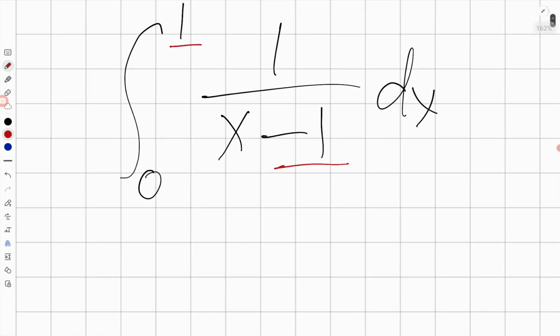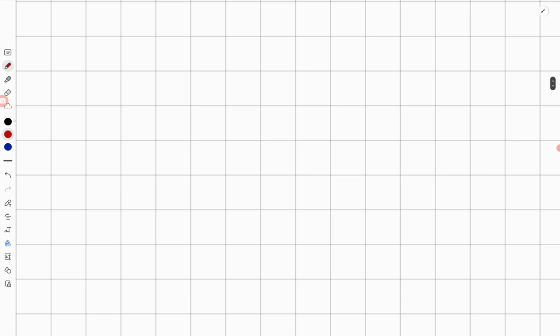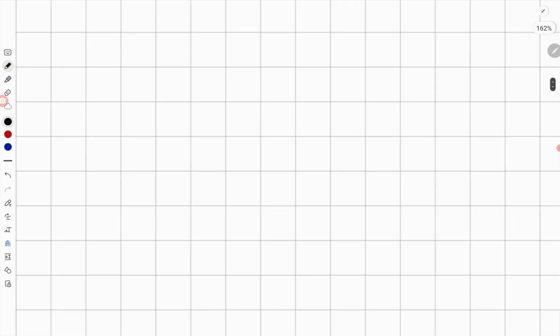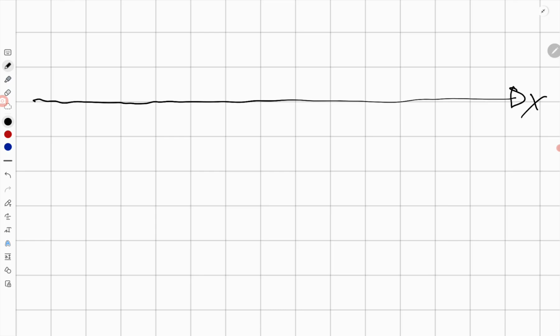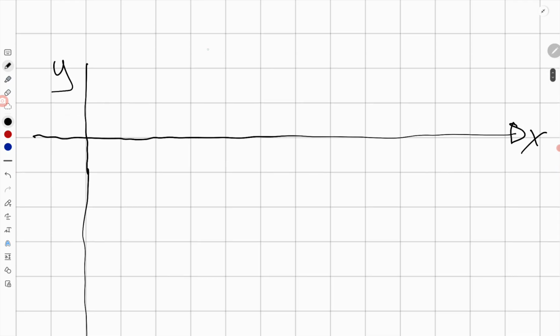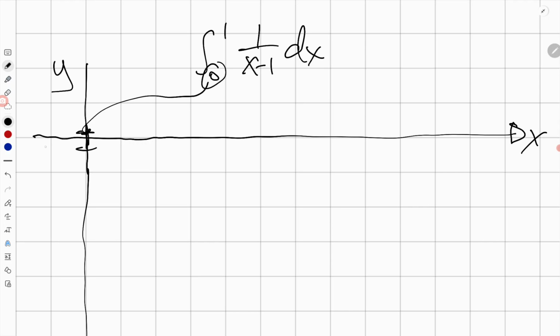Okay, relate the integral to a picture. So I'm going to do this here. Make this the x-axis here, and then this will be our y-axis here. Now, look at our integral. It says the integral from 0 to 1 of 1 over x minus 1 and then dx. This 0 means x is 0 right here. This is x equals 0. The 1 here means, more or less, let's say this is 1 right here. Okay, this is x equals 1 right here.